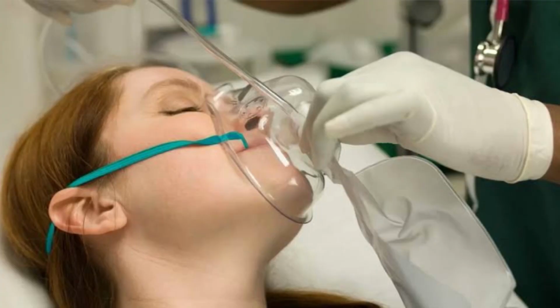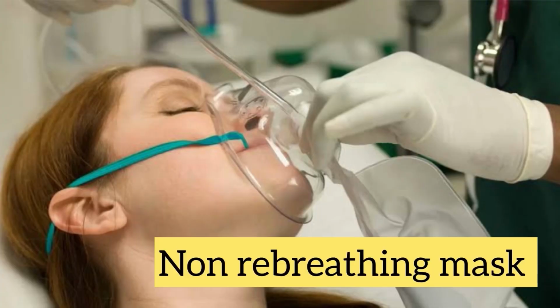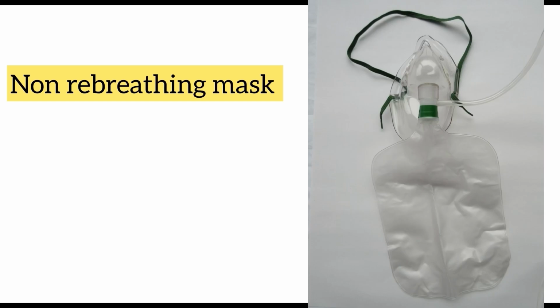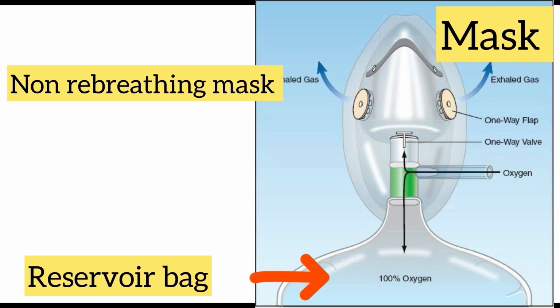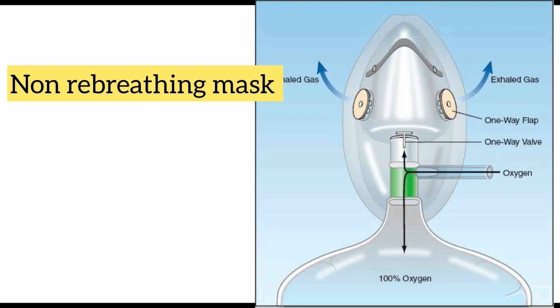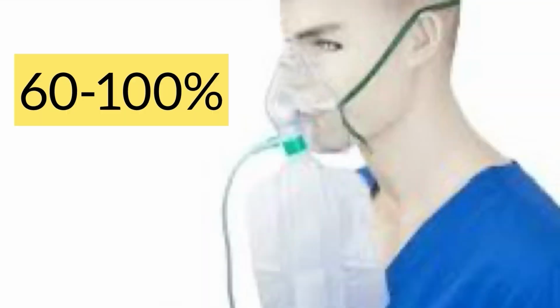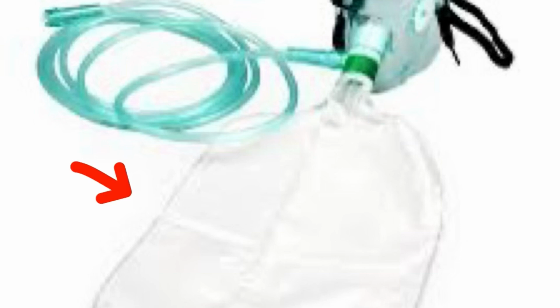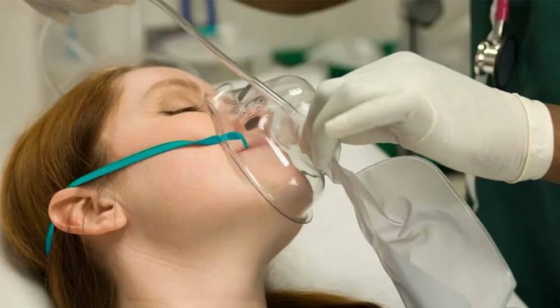And this is non-rebreathing mask. A non-rebreathing mask is a device used to deliver high concentrations of oxygen to patients in respiratory distress. It has a mask and a reserve bag. The mask is connected to an oxygen source, typically delivering 60 to 100% oxygen at a flow rate of 10 to 15 liters per minute. The one-way valve ensures that the patient inhales mostly oxygen from the reserve bag, minimizing the rebreathing of exhaled carbon dioxide.